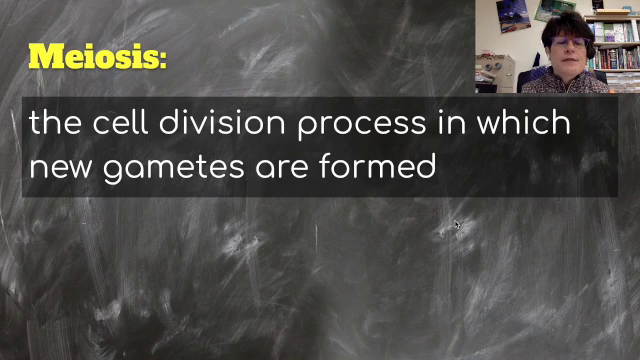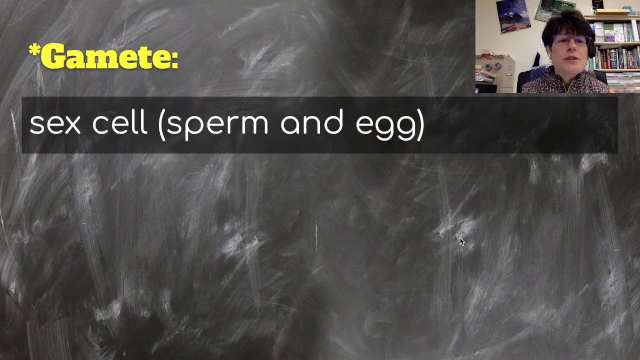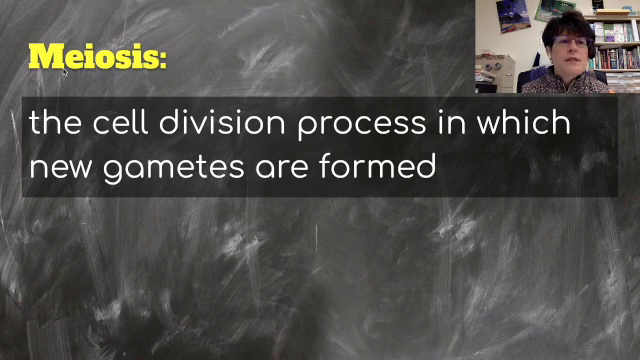Now, the other cell division process that can occur is meiosis. This is the cell division process in which new gametes are formed. Now, just a reminder, a gamete is a sex cell. This forms our sperm and egg cells. So one way I remember this is meiosis has an E in it for eggs. Mitosis, I always say, makes my toes. Okay, so the somatic cells in my toes are made from mitosis. Meiosis makes eggs because it has an E in it.